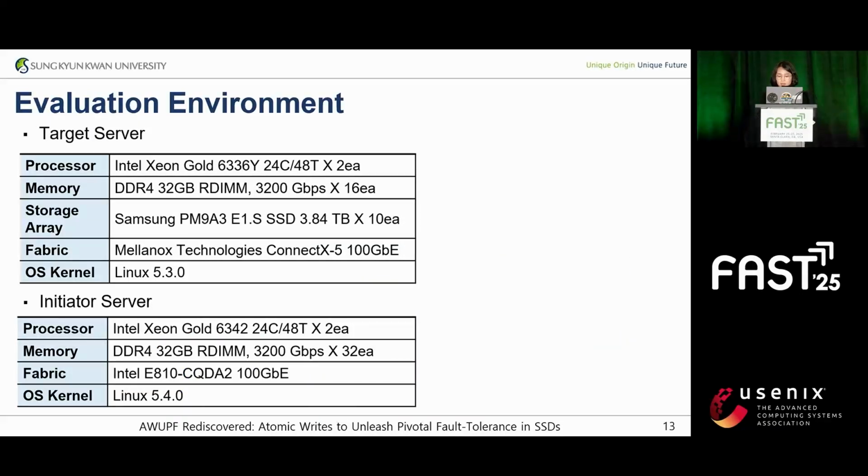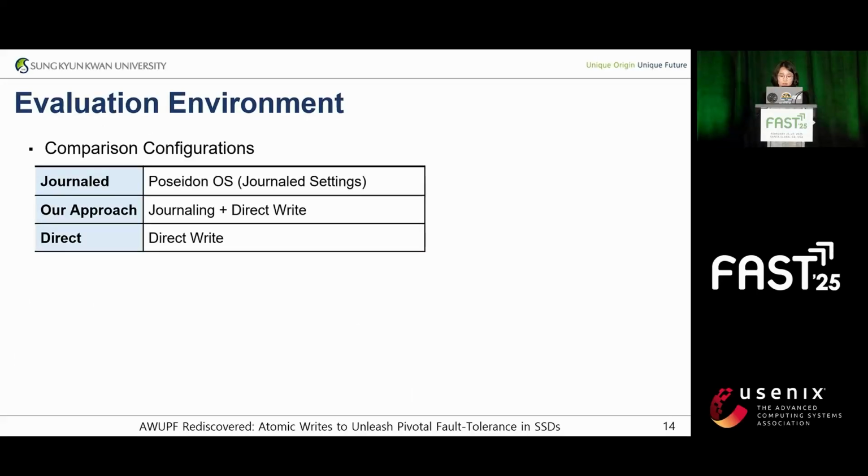We implemented our approach in Poseidon OS, and we configured the experimental environment as follows. We tested 3 configurations. Journal used the default Poseidon OS journaling option. Our approach selectively applies journaling or direct write based on the number of updated M-pages. Direct always writes the modified M-page directly without ensuring data consistency.